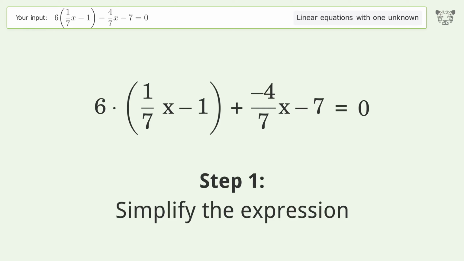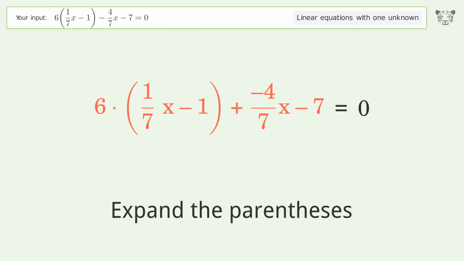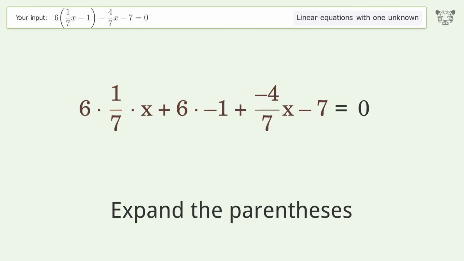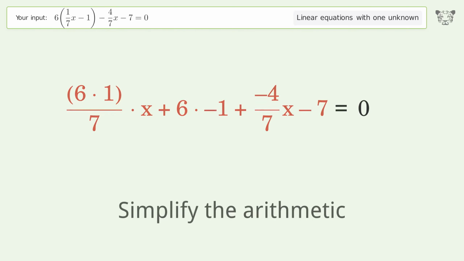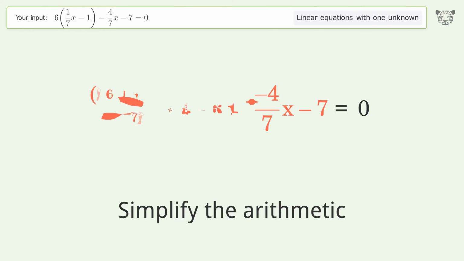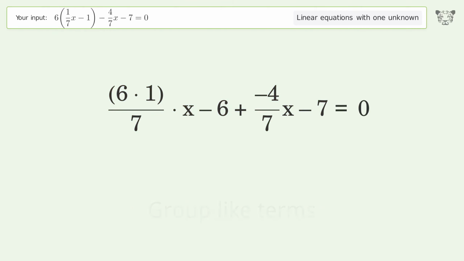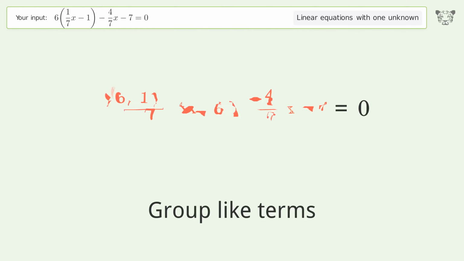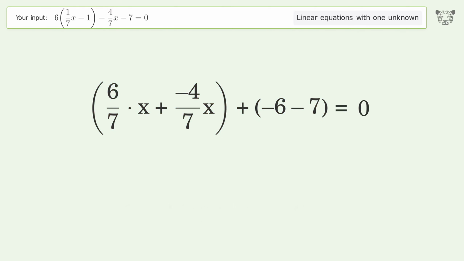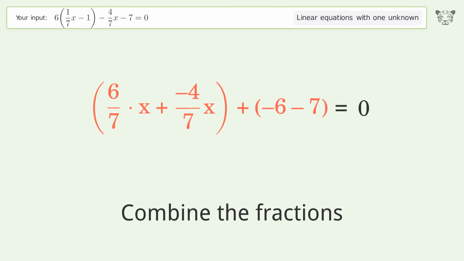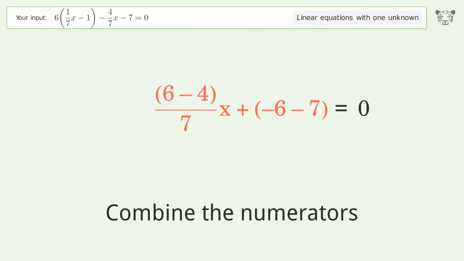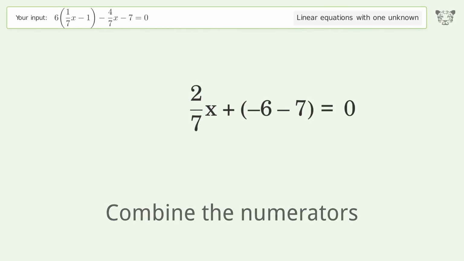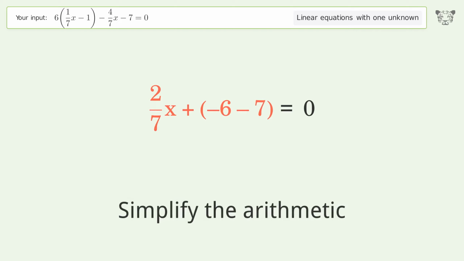Simplify the expression. Expand the parentheses. Multiply the coefficients. Simplify the arithmetic. Group like terms. Combine the fractions. Combine the numerators. Simplify the arithmetic.